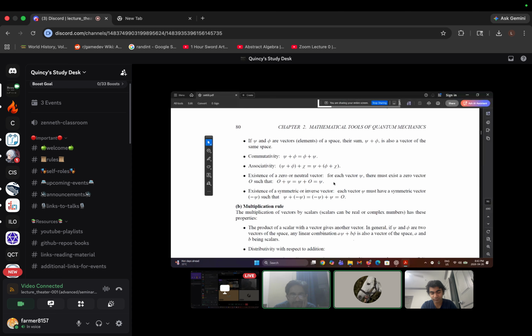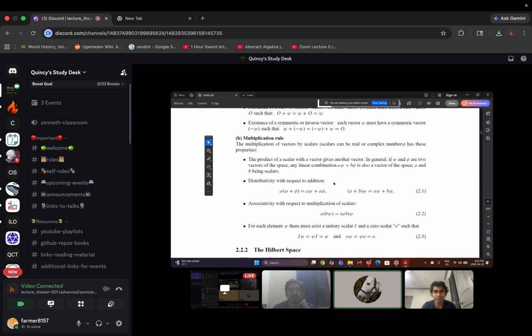And for the vectors of a space, their sum is also a vector of the same space. So here we have two examples, commutative and associative. Existence of a zero or neutral vector: for each vector, there must exist a zero vector such that the example holds. Existence of a symmetric or inverse vector: each vector must have a symmetric vector. Multiplication rule. The multiplication rule of vectors by scalars. Scalars can be real or complex numbers, with these properties.